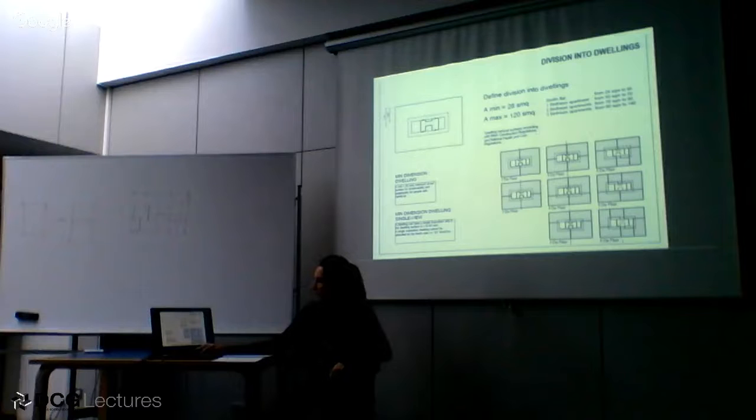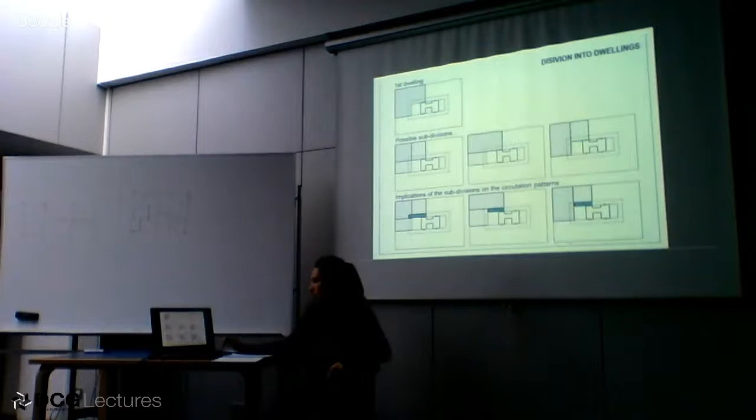And also the minimal dimension of a dwelling is linked to the orientation, for example, because on the north side you cannot have a bigger dwelling, and so I tried to include all the constraints that were linked to the dimension of dwellings and the position of dwellings. And for example, simply starting from one dwelling, I was trying to figure out the possible subdivisions and the implication of the subdivisions then on the circulation patterns.